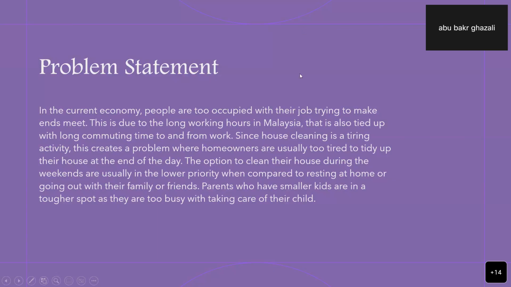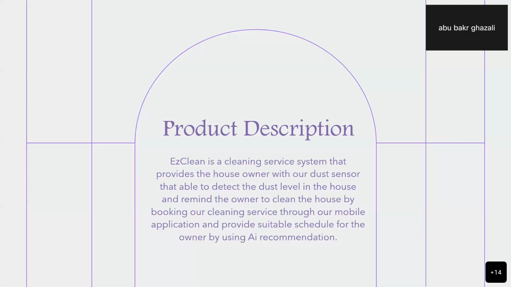So we propose Easy Clean. Easy Clean is a cleaning service system that provides the house owner with our dust sensor that is able to detect the dust concentration in the house and remind the owner to clean the house by booking our cleaning service through our mobile application, and provide a suitable schedule for the homeowner by using our AI recommendation system.